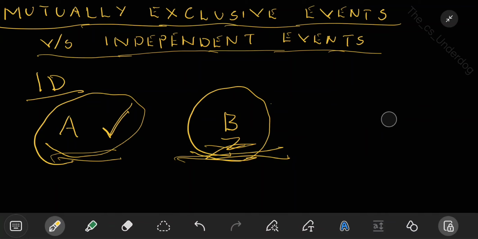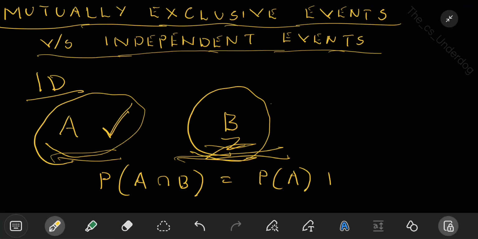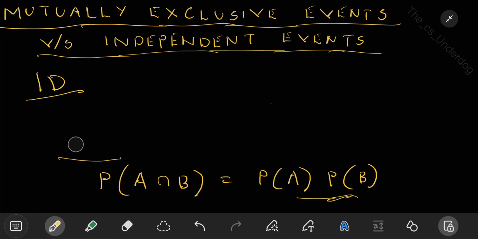So what happens in this case to intersection A and B? That is, what is the probability of A and B occurring together? How do you identify an independent event? In this case, probability of A and B occurring together is equal to probability of A into probability of B. How is this true? I told you that in this case, A and B are totally independent. For example, let's say A is an event that you tossed a coin, right? And let's say B is an event then that you rolled a die.